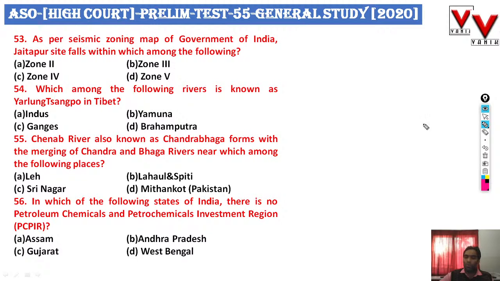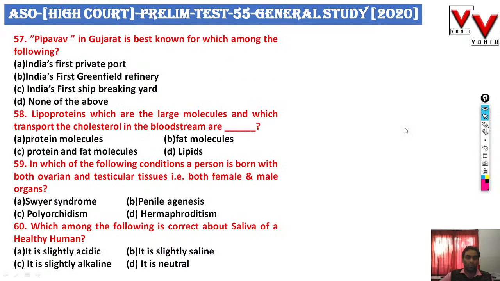Now we are going to proceed further and discuss the next question, 57. Gujarat is best known for India's first shipbreaking yard, we already did that. Next, lipoprotein: which of the following large molecules transports cholesterol? Protein and fat. Most of this will be discussed by your science teacher, but the right answer is C.